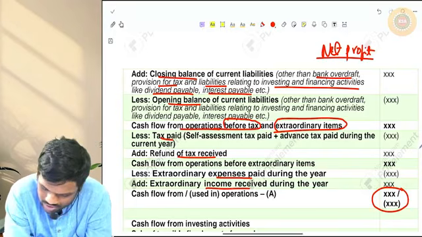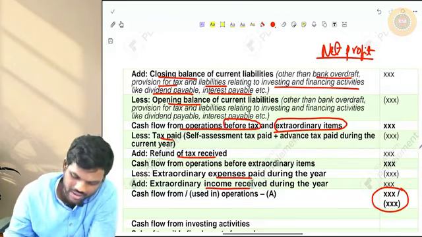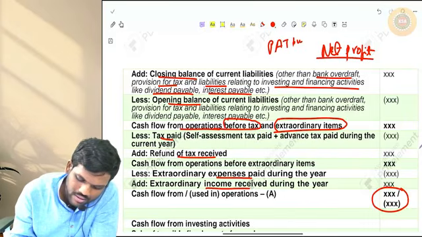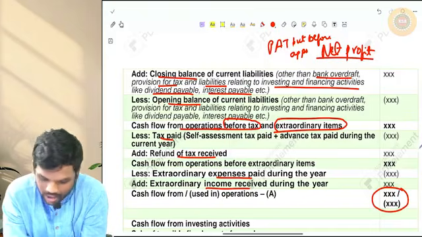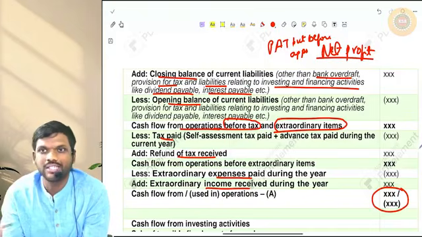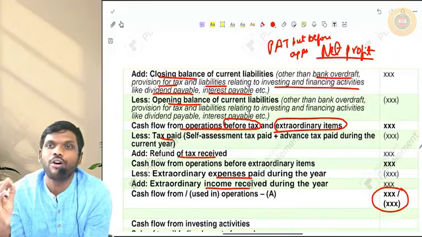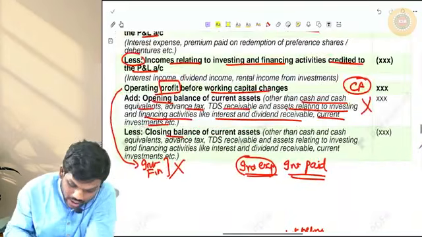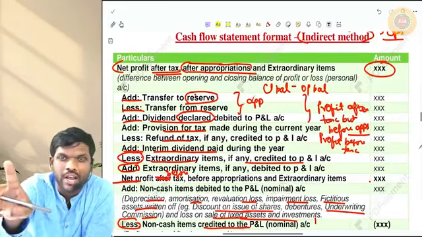Sir, now in an ICA question, if they just say net profit, what is this, sir? Remember, if they just say net profit, this net profit is profit after tax but before appropriations. Please ensure you are careful about this. If ICA just says net profit, they have not mentioned what it is, their assumption is profit after tax but before appropriations. This understanding is very, very important, because if they just give net profit, that means it is before appropriations.